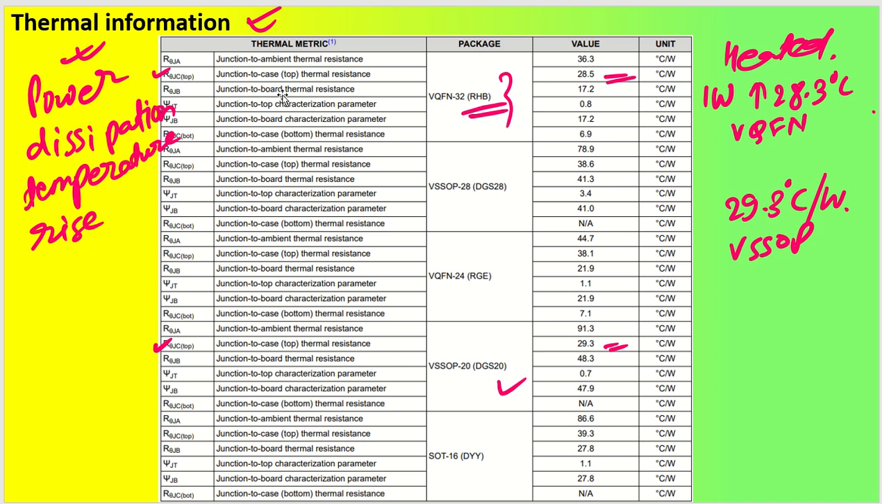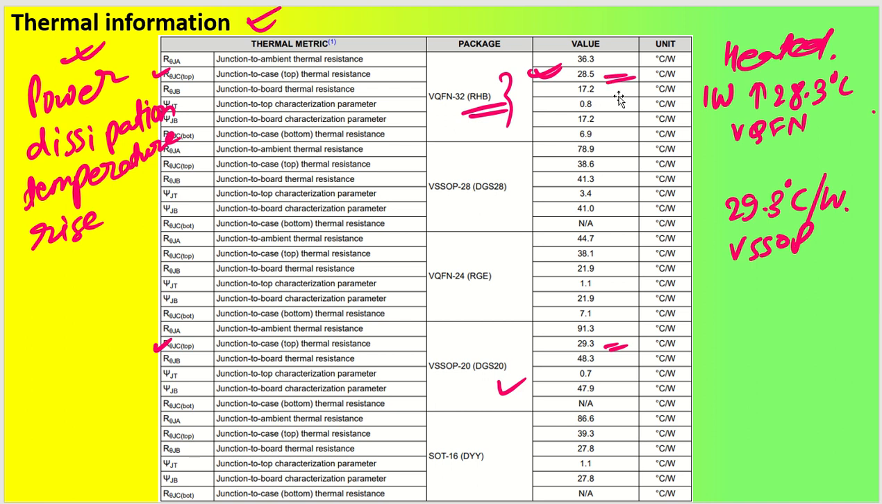All right, and it has junction to case thermal resistance, which is going to be 28.5 degree centigrade per watt. So just a 25 degree centigrade increase will be there for 1 watt of power dissipation. Anyway, our application will not be consuming 1 watt of power, so the temperature rise will be very small.